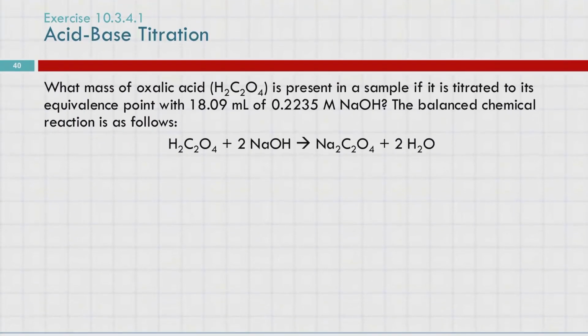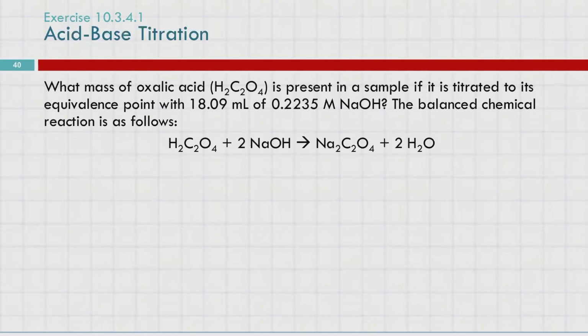All right, one for you to try. What mass of oxalic acid, H2C2O4, is present in a sample if it is titrated to its equivalence point with that volume of that concentration of sodium hydroxide? You are given the balanced chemical equation. I highly suggest that you try this one.